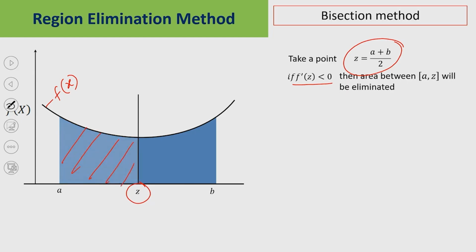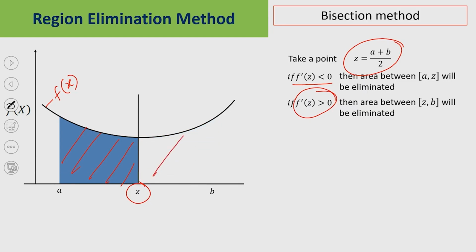So, optima is not there in this region. So, I can eliminate this particular region. Now, if the derivative is positive, then I can eliminate the other region, this region can be eliminated. Now, suppose this is my first iteration; in the second iteration I will take another z, and check whether the derivative is positive or negative, and that way I can eliminate the other region.